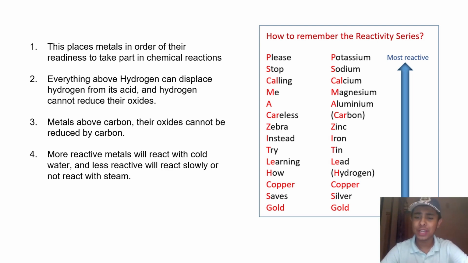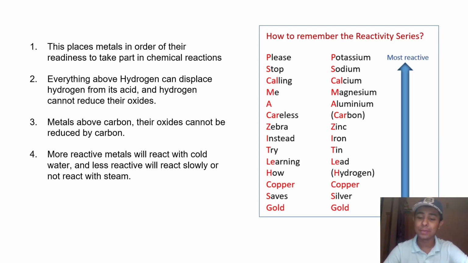As you can see, as potassium is above hydrogen in the reactivity series, it has completely displaced hydrogen from its acid and has formed an entirely different compound, potassium chloride, and the hydrogen is now alone. And the metals that are above carbon, their oxides can be reduced by carbon. And the most reactive metals like potassium, sodium, calcium, they react with cold water as they're the most reactive.